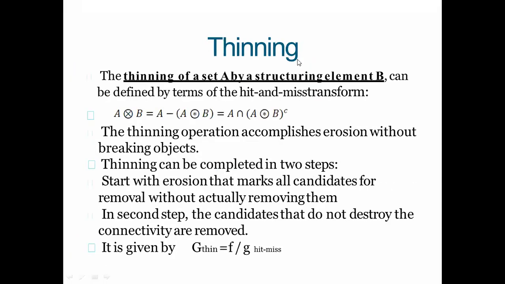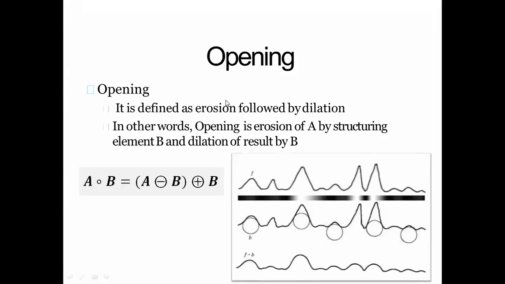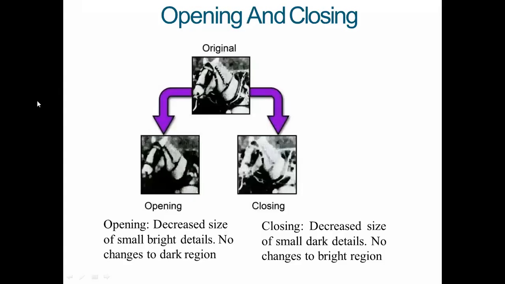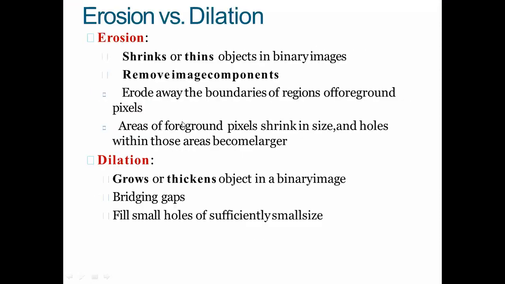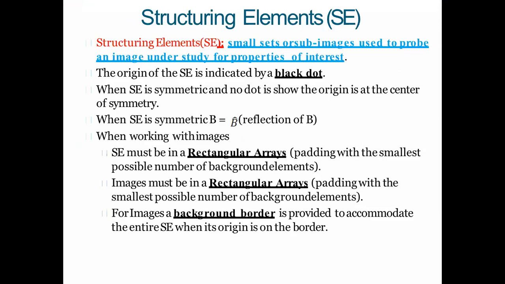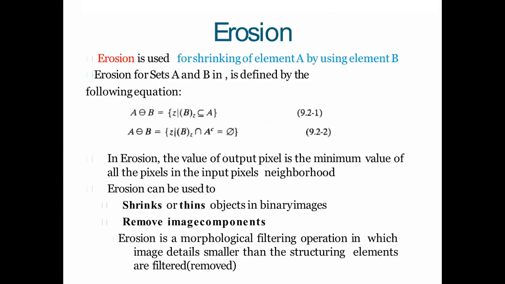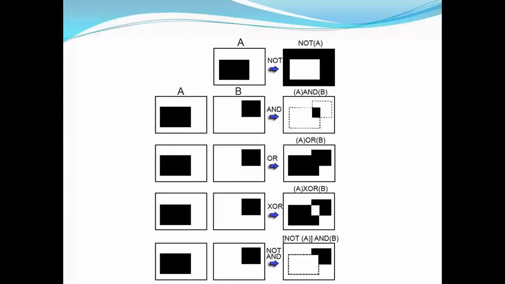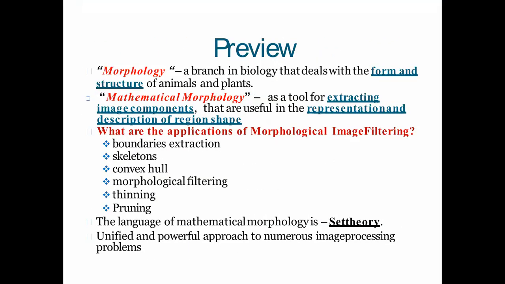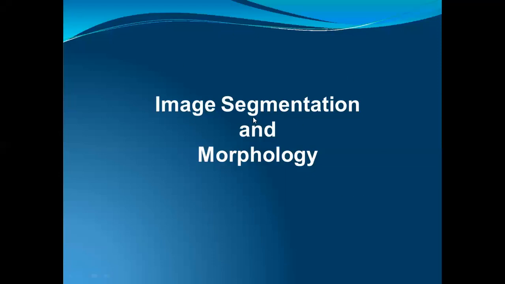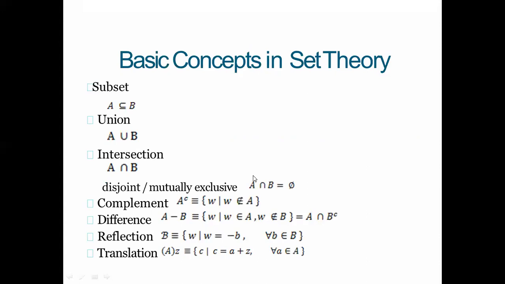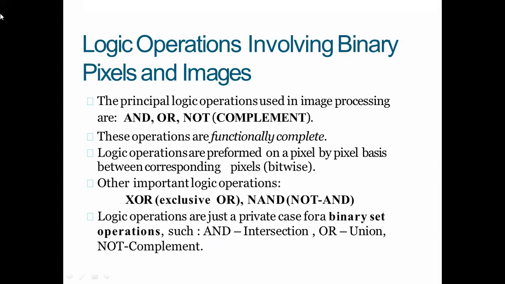Now we have seen the concepts of closing, opening, thinning, and the hit and miss transform. These are all things we already covered in the last lecture. What is erosion? What is dilation? How the segmentation is going to take place, or how the erosion is going to take place. The basic concepts of set theory, and what we mean by morphology and segmentation. That is what we saw in the last lecture. Okay, so I hope everybody has got this.